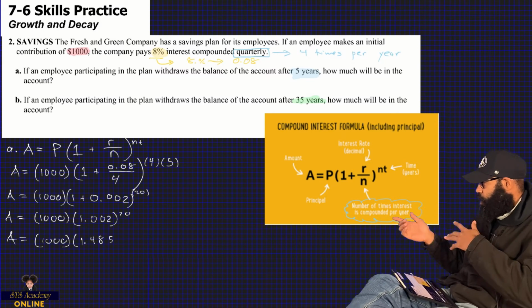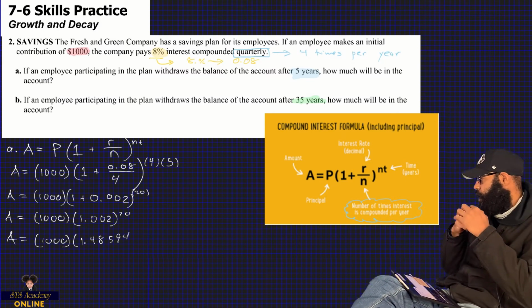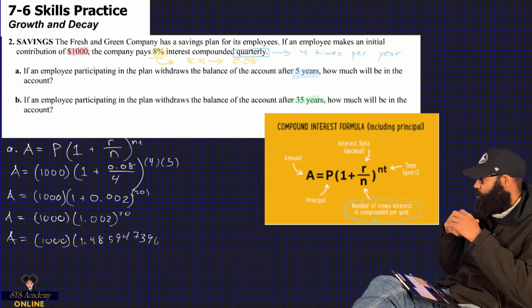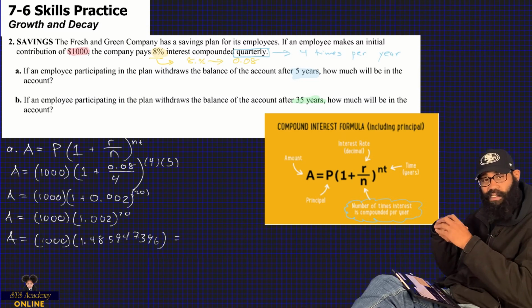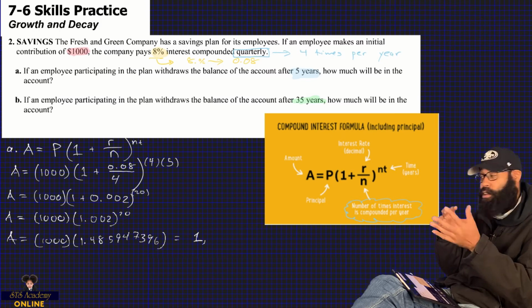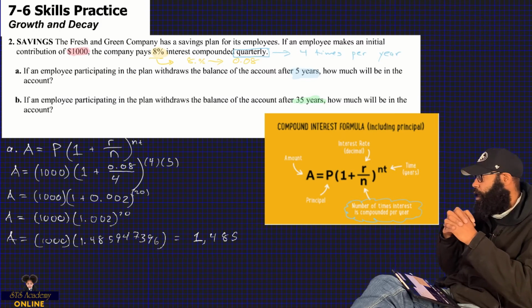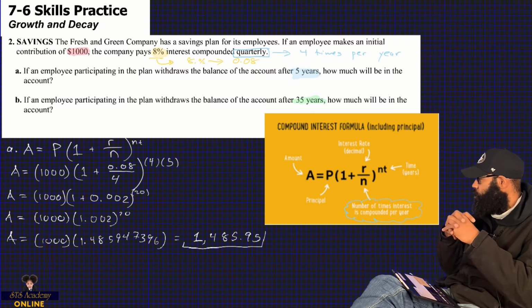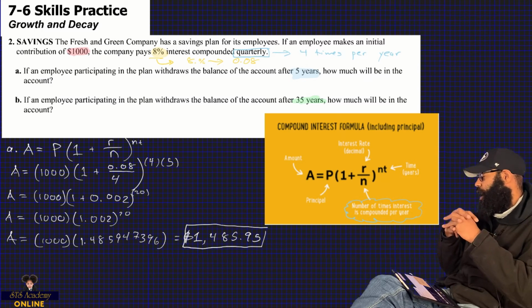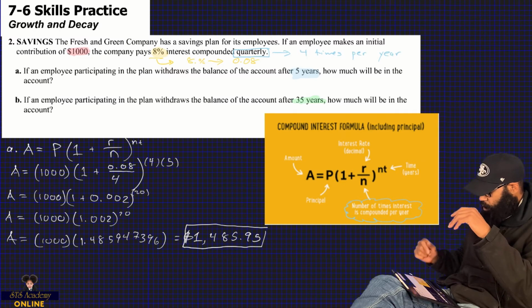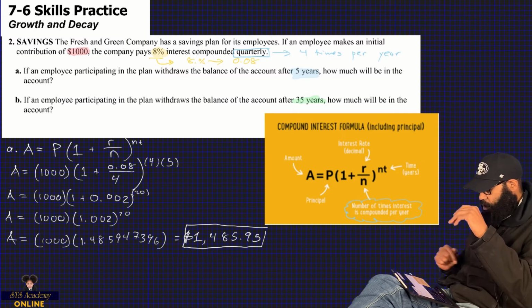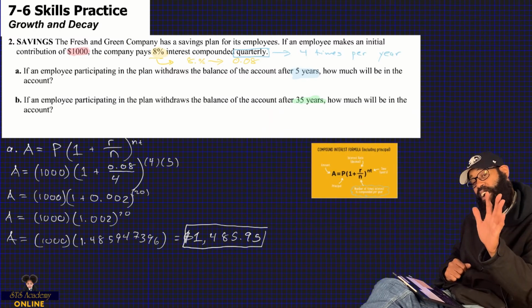So I use my calculator, and it looks like I got 1.485947396, and I'm just writing everything the calculator said, because I would round, no need to have that big of a number. Went ahead and multiplied, and it looks like you would have made 85.95 cents. So, looking good, guys. Remember, that's only A. That's if it's only for 5 years.